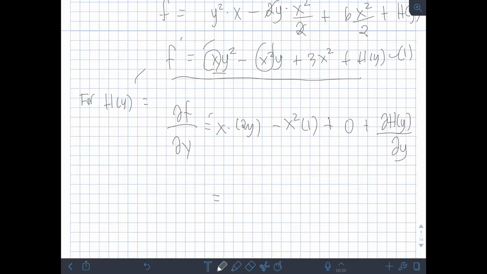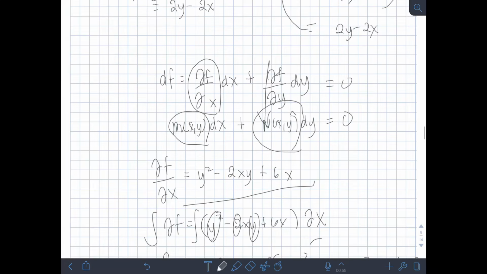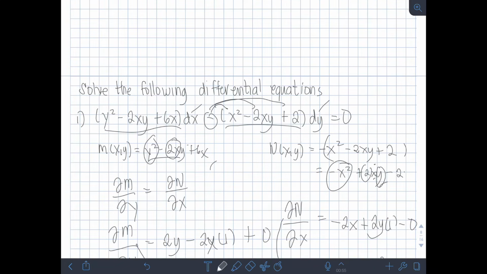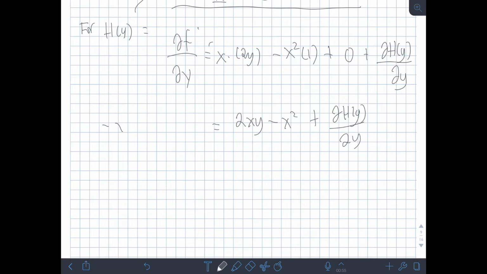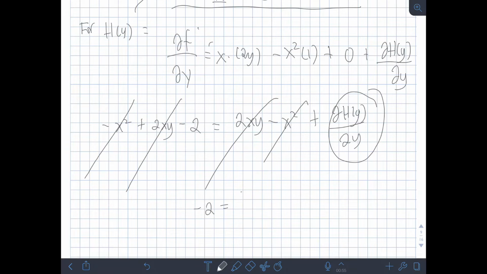So we equate this partial derivative of f with respect to y, simplified: 2xy minus x squared plus the derivative of h of y with respect to y equals our N of x, y. What is our N of x, y? It is negative x squared plus 2xy minus 2. So solving for the derivative of h of y with respect to y, these cancel, and what remains is negative 2 equals the derivative of h of y with respect to y.